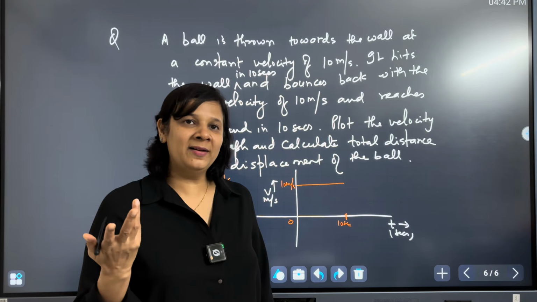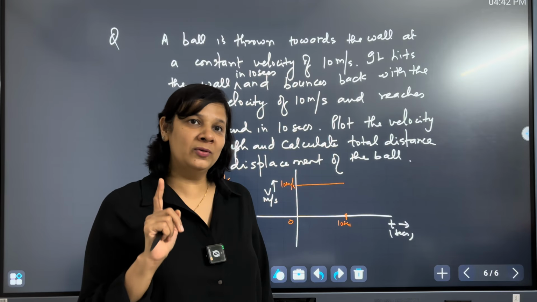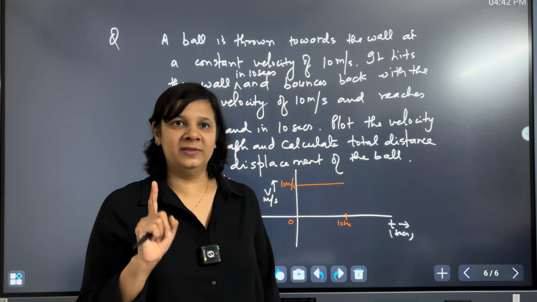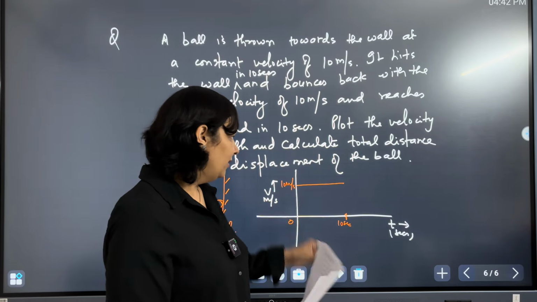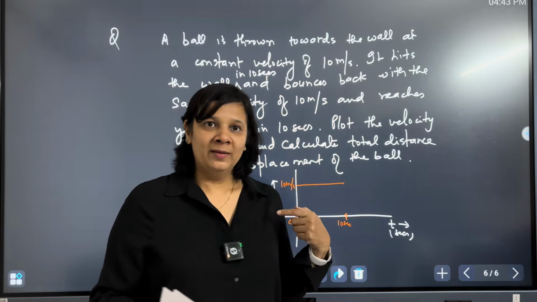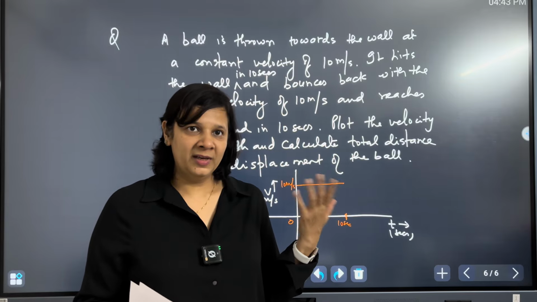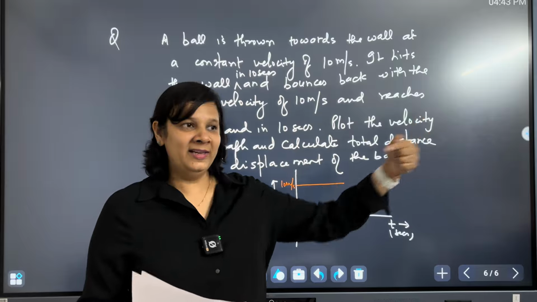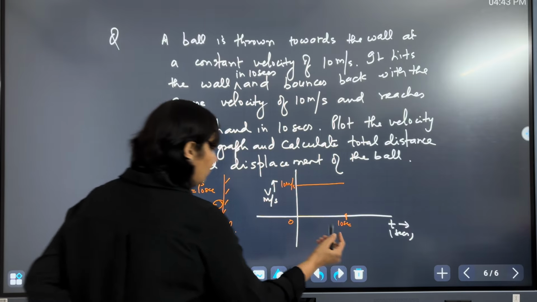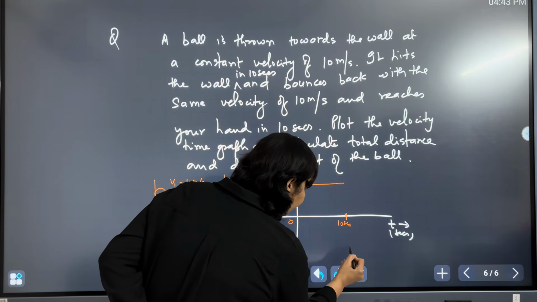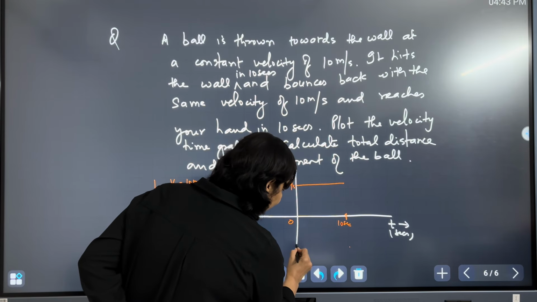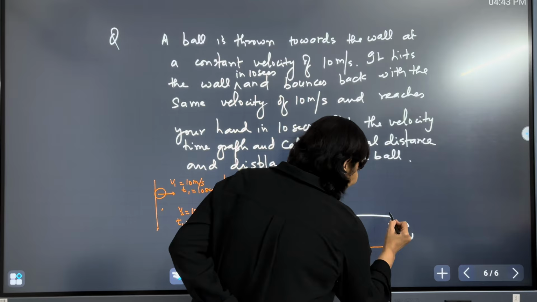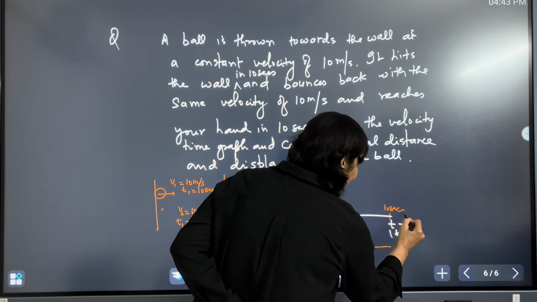how do I plot that graph? Again the ball is moving with a constant velocity, but the direction has been reversed, right? Because velocity is a vector quantity, it has both magnitude and direction. After hitting the wall, it has reversed its direction. So how do I plot? This will jump from here. And again the ball will move for 10 seconds here.